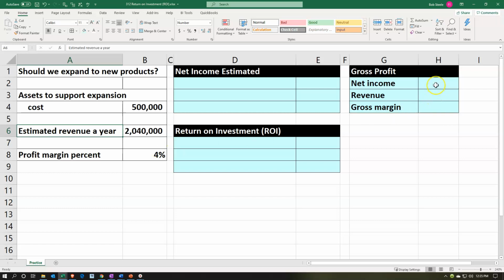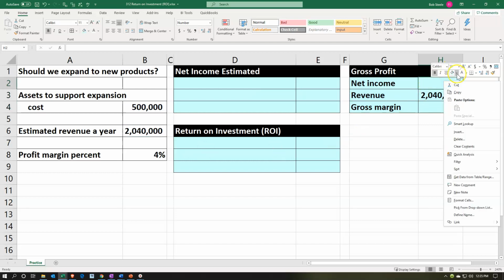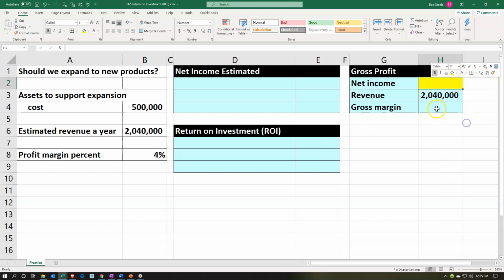Okay, so let's think about that. We're going to say, all right, we got to get to the net income. Why? Because I know we put this amount down, but I want to think what we're going to earn on it after basically any expenses related to it. So we're going to take the net revenue, which is the $2,040,000. The net income I'm going to make yellow. That's going to be the unknown. We know the profit margin then is this 4%. So it should be net income divided by revenue equals the profit margin.